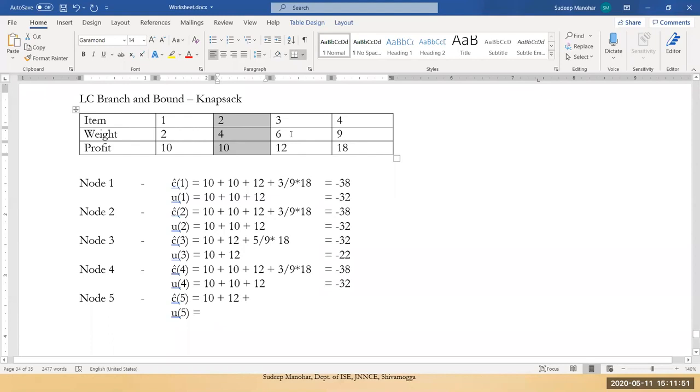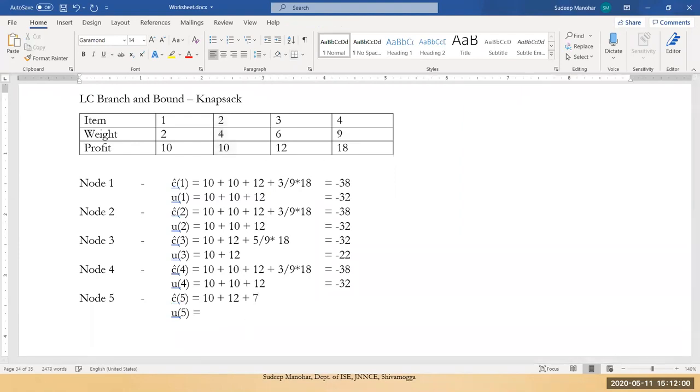So 2 plus 6 is 8. Out of 15, how much remains? 7 remains. That means 7 by 9. Fraction is 7 out of 9. 7 by 9 into what is the profit? Corresponding profit 18. So what you will get for this? 9 twos are 18. 7 twos are 14. 14, this is 26 plus 10, 36, minus 36.